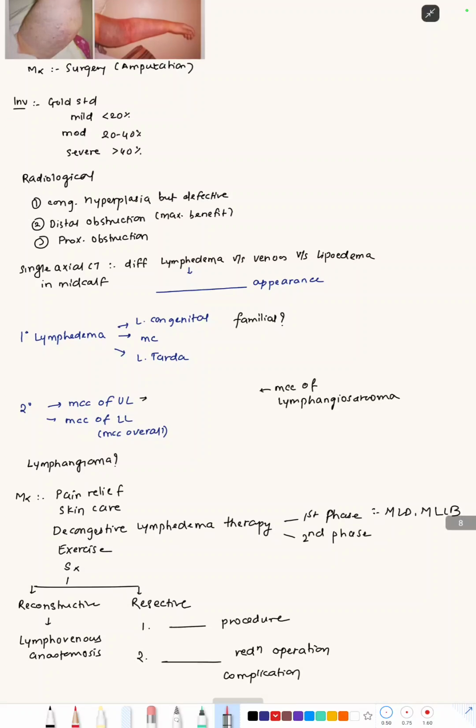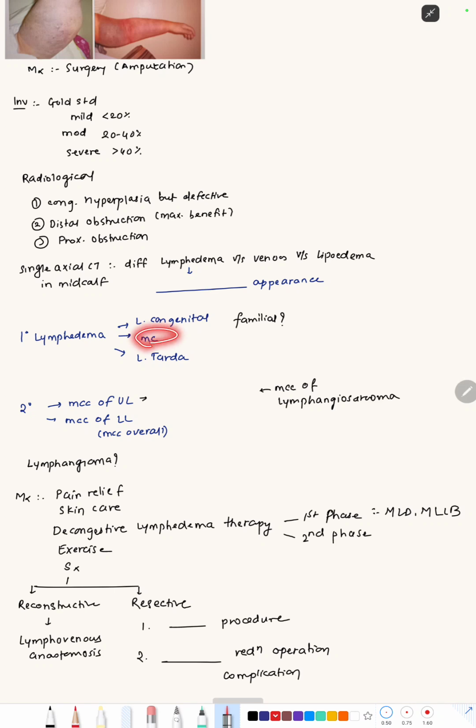Now primary lymphedema. Primary lymphedema is of three types: lymphedema congenita, lymphedema praecox, which is the most common, and lymphedema tarda. Lymphedema congenita is found in 0 to 2 years of age. Then lymphedema praecox is seen in 2 to 35, and tarda is seen for more than 35 years of age. Very important are the familial syndromes that are associated. The familial syndrome associated with lymphedema congenita is Nonne-Milroy syndrome. And the one associated with praecox is the Meige syndrome.